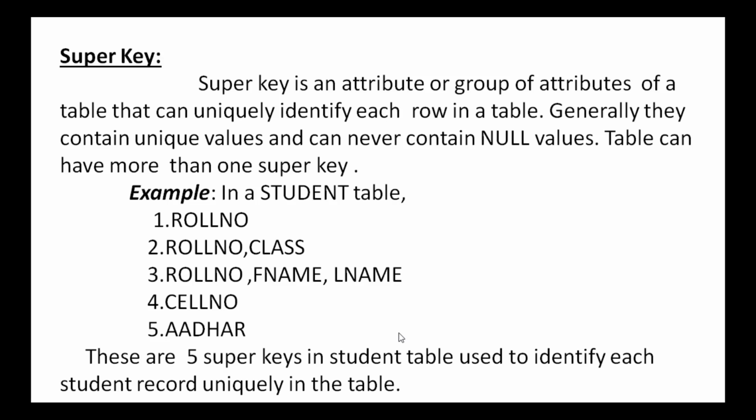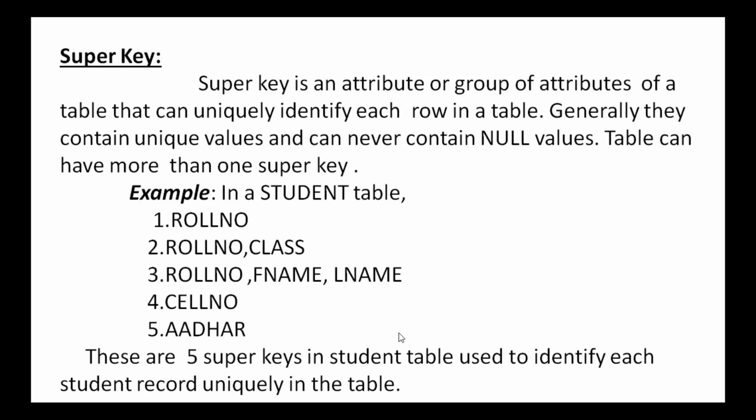Whatever attributes in your table are used to identify each and every row uniquely, those attributes become super keys. For example, in your student table, by using the roll number we identify each and every student uniquely. That's why the roll number is a super key here. Coming to the roll number and class combination: if there is one class, roll number is enough to identify each record uniquely, but there are several classes with the same roll numbers. So to identify each row uniquely, we use the combination of roll number and class.